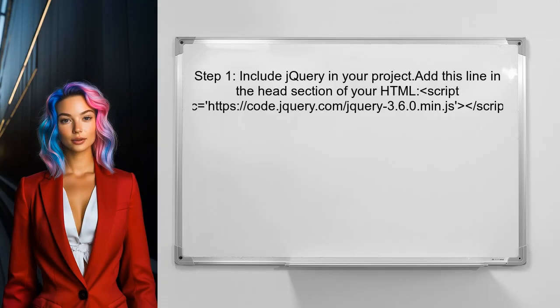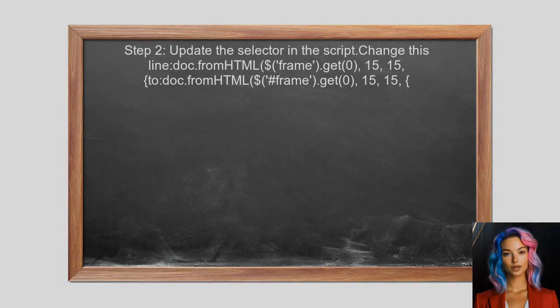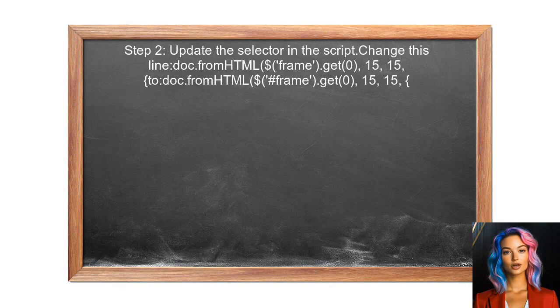To begin solving this issue, the user should ensure that the jQuery library is included in their project. This is essential for the script to function properly. Next, the user needs to modify the selector used in the script. Instead of using frame, they should use hack frame to correctly target the iframe element.